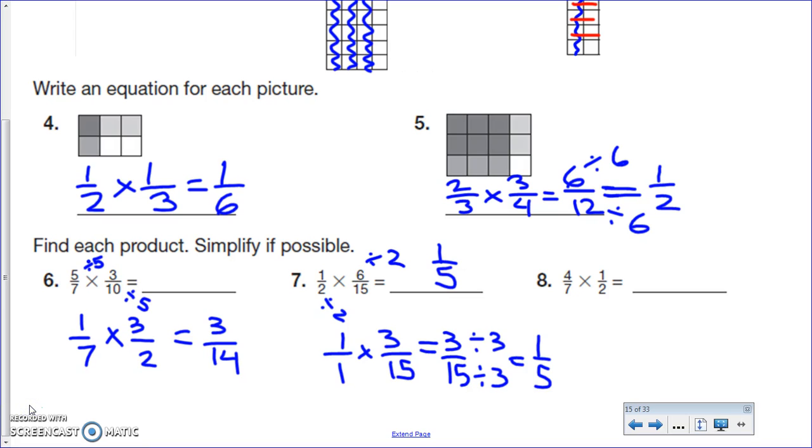For 8, again, we can cross-simplify 4 and 2, so we're going to divide both of those by 2. So then we get 2 times 1 is 2, and 7 times 1 is 7, which gets us 2/7 as our answer.